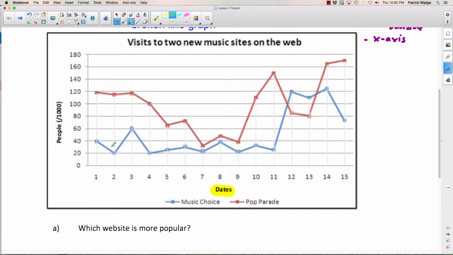They've told you that the blue broken line refers to a website called Music Choice, and the red broken line graph refers to a website called Pop Parade. Now, I better get rid of those green things, otherwise you won't be able to see the colors, the blue and the red anymore. All right, so let's take a look at this. What's happening is 2 music websites have started, and someone has recorded how many people viewed these websites over a specific number of dates.